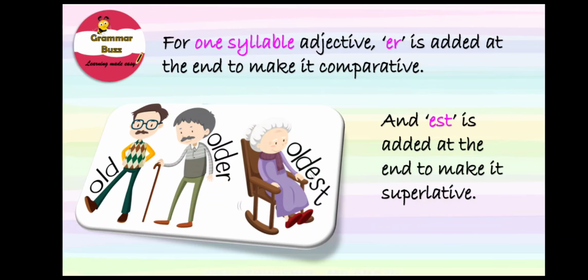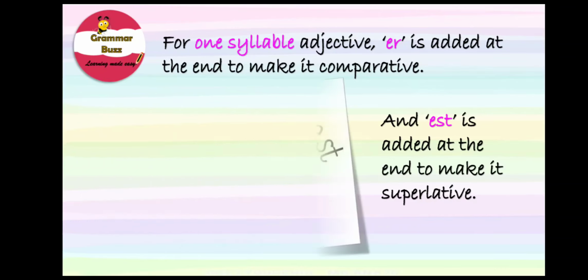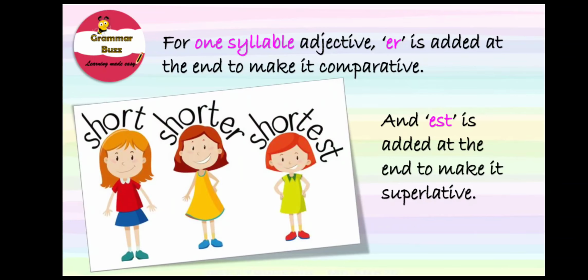Now have a look at the next example. And it says short, shorter, shortest. Following the same rule, we add an er to the positive degree of comparison short, changing it to shorter, and an est to form the superlative or the highest degree of comparison shortest. Isn't the rule simple? I guess you followed it completely. So moving on with the next rule.